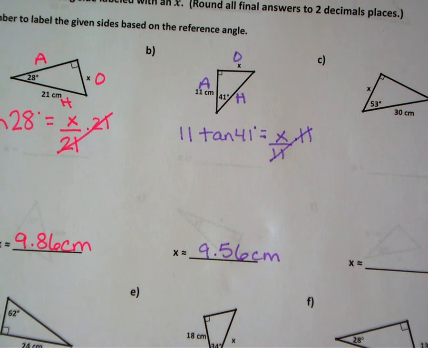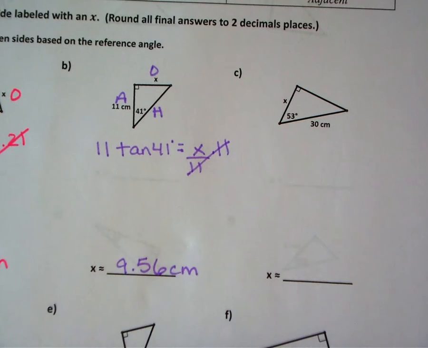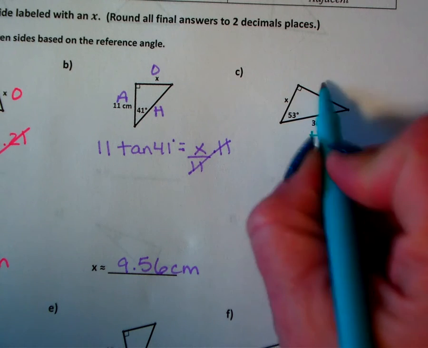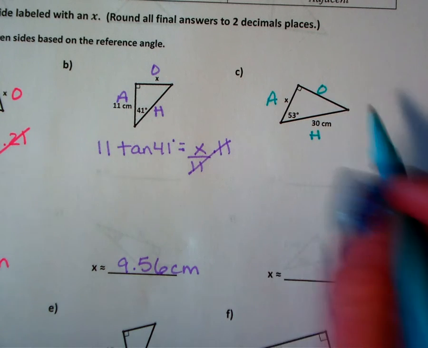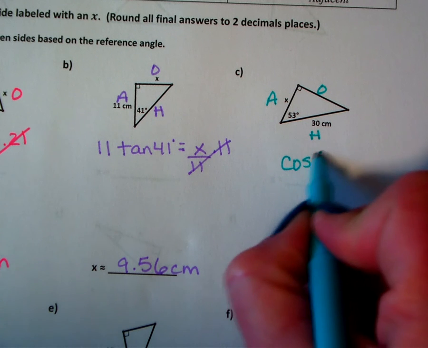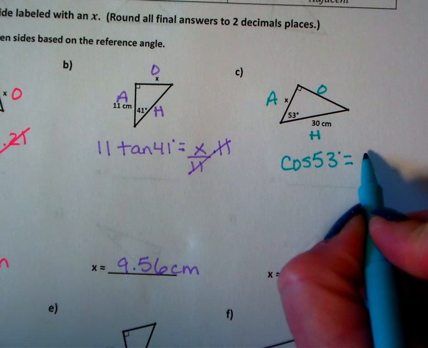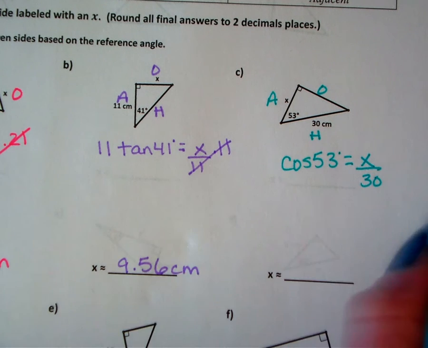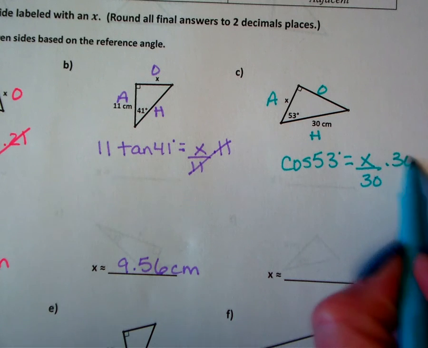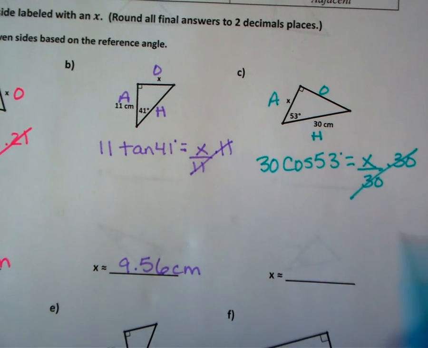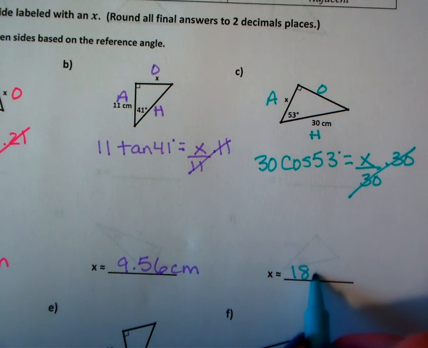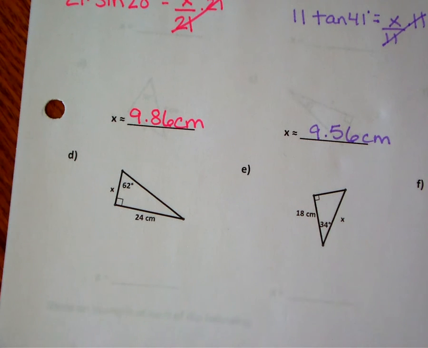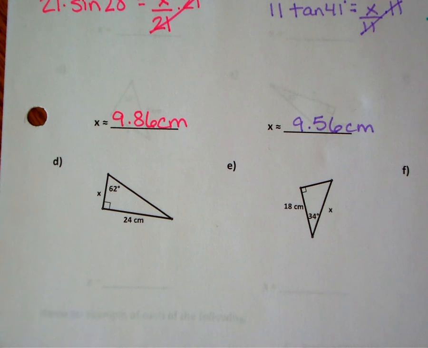Okay, next we've got hypotenuse here, opposite and adjacent. So cosine of 53 degrees is equal to the adjacent over the hypotenuse. And solve. So when you throw it in your calculator, you get x is equal to 18.05. Okay, again, this is a video, so at any time feel free to pause and try some on your own.